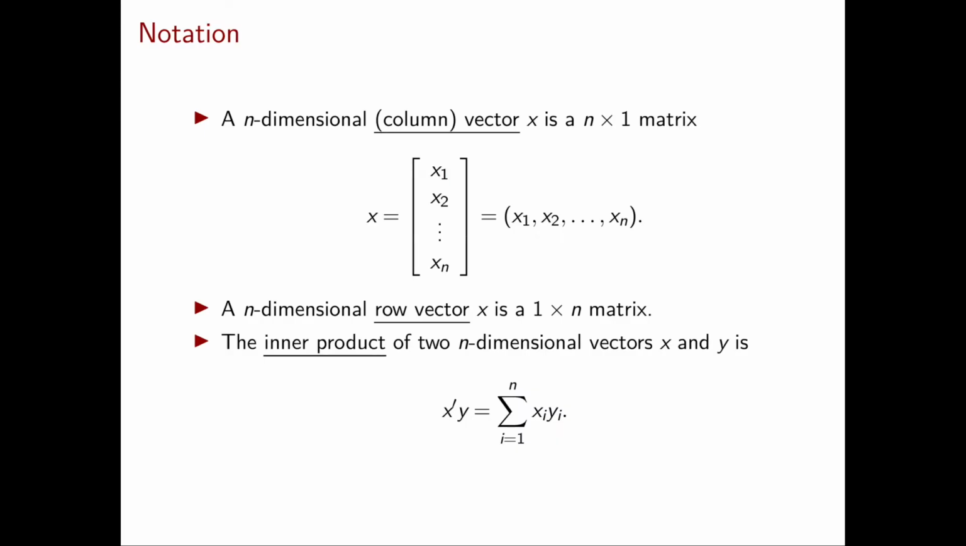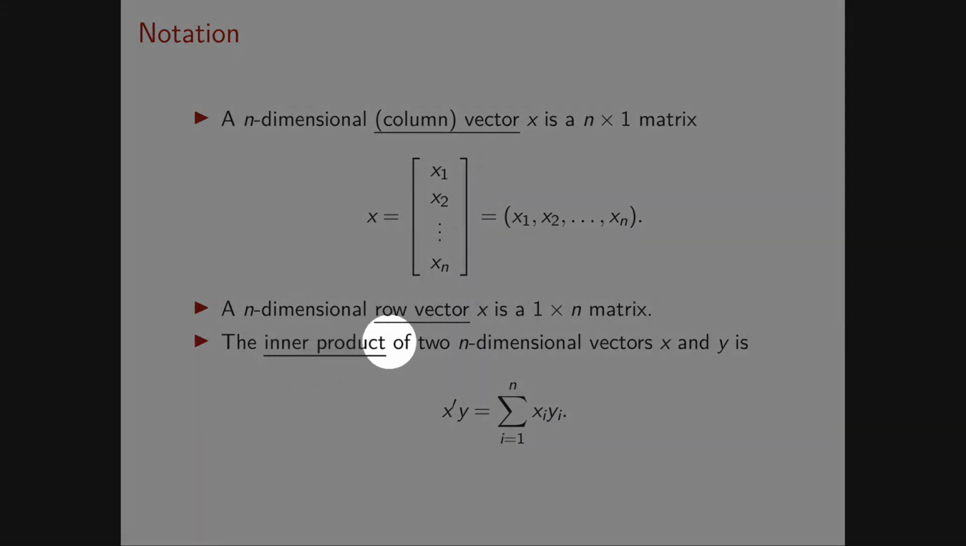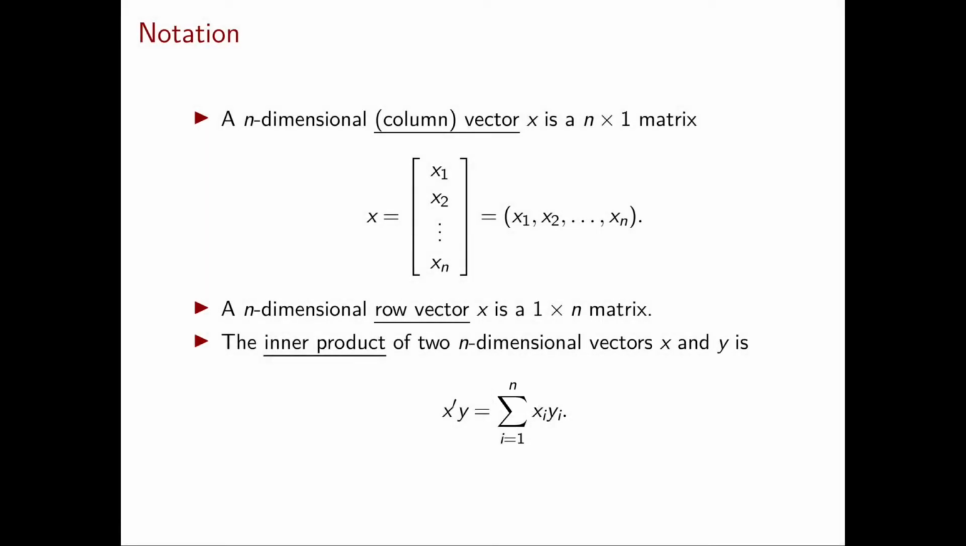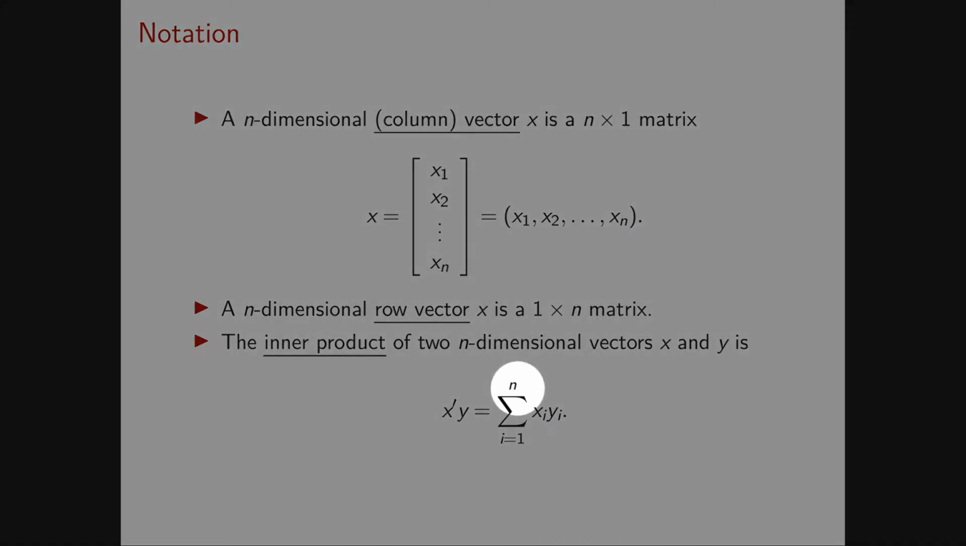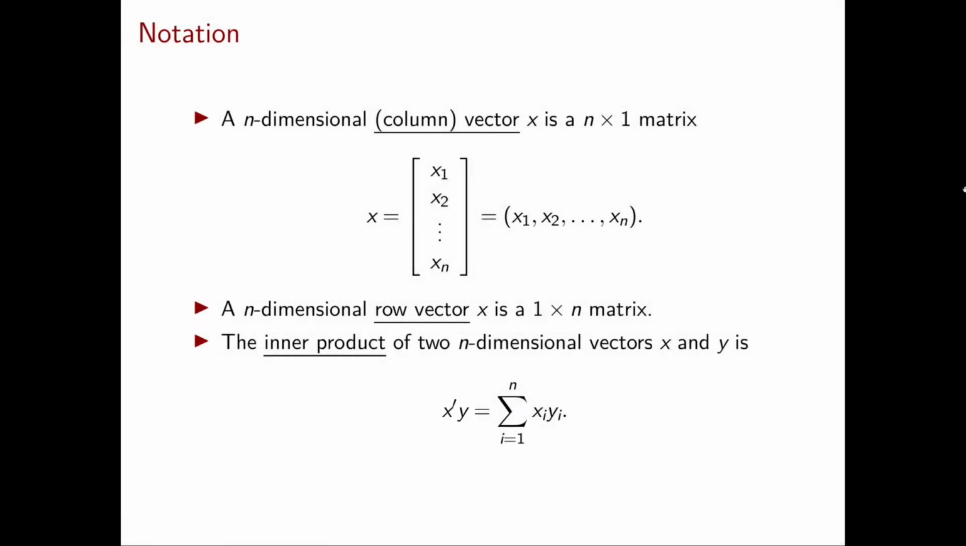So now we've seen what are vectors, and we've also seen the concept of transpose of a matrix, which therefore can also be applied to a vector. And so we can define the inner product of two n-dimensional vectors x and y, and this is exactly the sum of xi yi for i that goes from 1 to n. Of course, this sum can be written in a matrix form very simply as x transpose y.